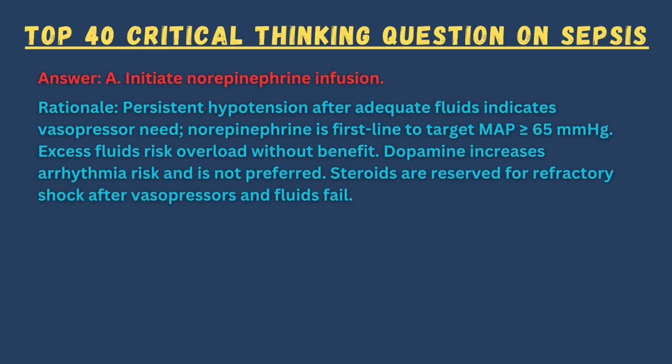Rationale. Persistent hypotension after adequate fluids indicates vasopressor need. Norepinephrine is first line to target MAP greater than or equal to 65 millimeters of mercury. Excess fluids risk overload without benefit. Dopamine increases arrhythmia risk and is not preferred. Steroids are reserved for refractory shock after vasopressors and fluids fail.